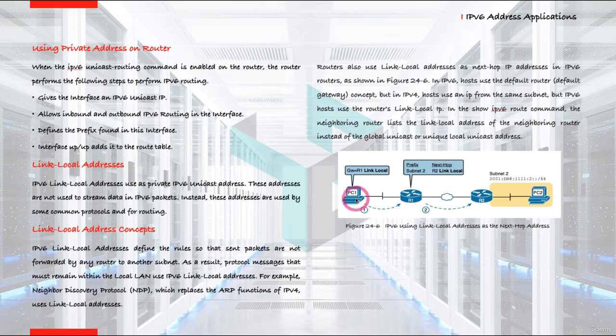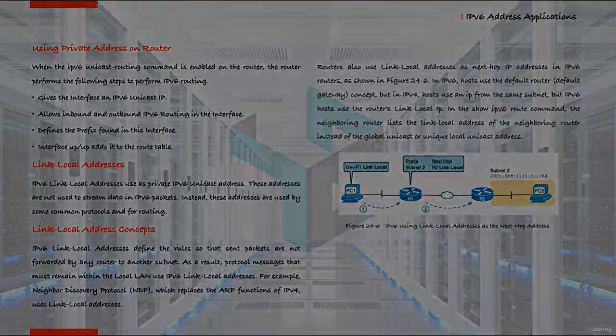When we look at the example here, PC1 needs to go to the default router when it goes to PC2 here. PC1 sends the packet to the link local IP of the router with its own link local IP. Router 1 forwards the packet to router 2's link local address. They use link local IPs on the back, which means that when PC1 comes to router 1, it comes with the link local address, which is used only in the same subnet.